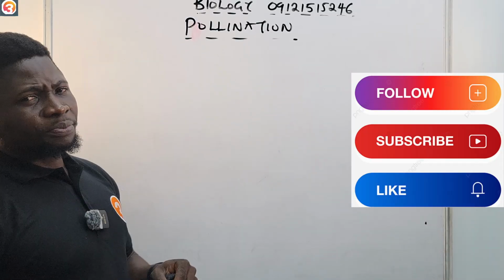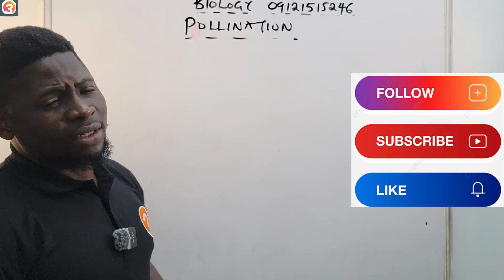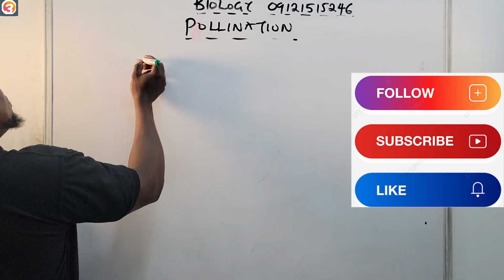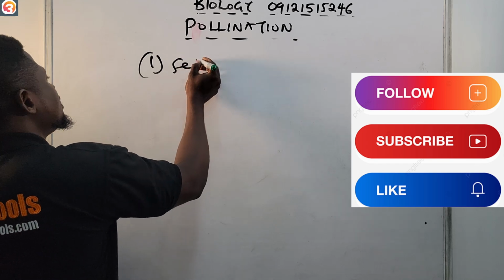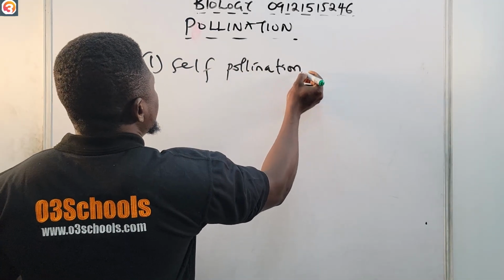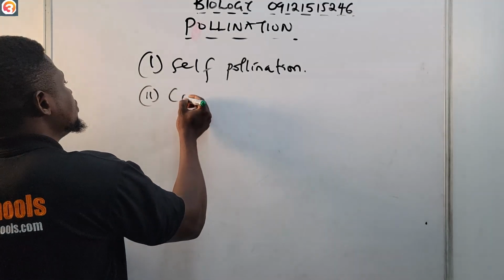Now there are two major types of pollination. Two types of pollination. We have number one, self-pollination, and then number two, we say it is what?